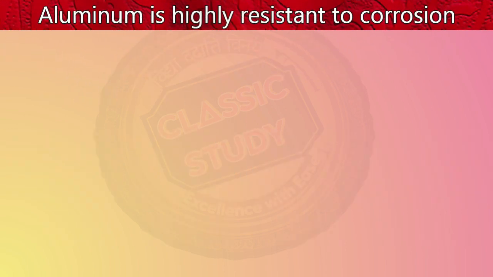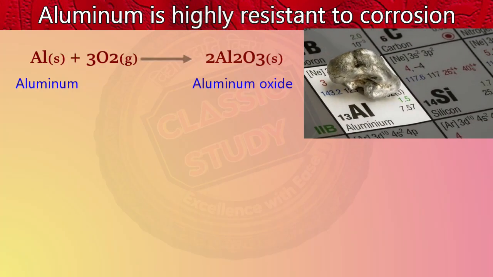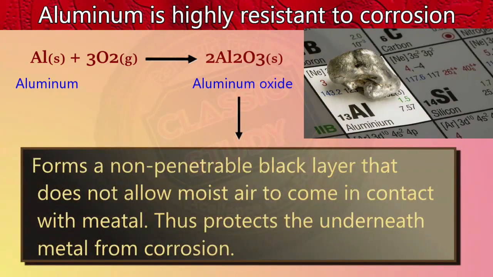Aluminium is a metal which is highly resistant to corrosion because when aluminium is exposed to air, Al plus O2 gives Al2O3, aluminium oxide. This aluminium oxide forms a non-penetrable layer which does not allow the moist air to come in contact with the metal surface. So it forms a protective coating over the actual aluminium and it protects the underlying metal from corrosion.